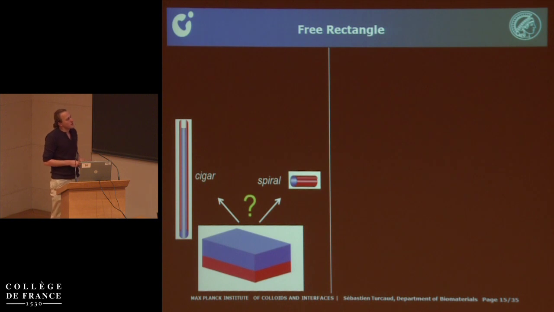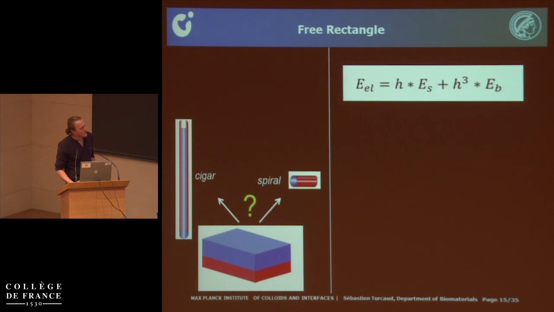What will happen for a bilayer if instead of having a very long dimension and being thin, it's actually something that has two dimensions, where the length and the width are comparable? So it's still a rectangle, let's say, but the width is not too small. Which one of those two shapes will it bend? Will it bend in the long direction, or will it bend along the short direction? Actually, it turns out it's not so easy to answer.